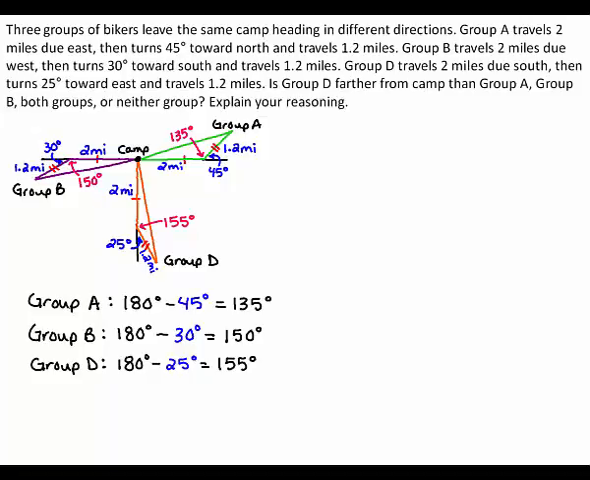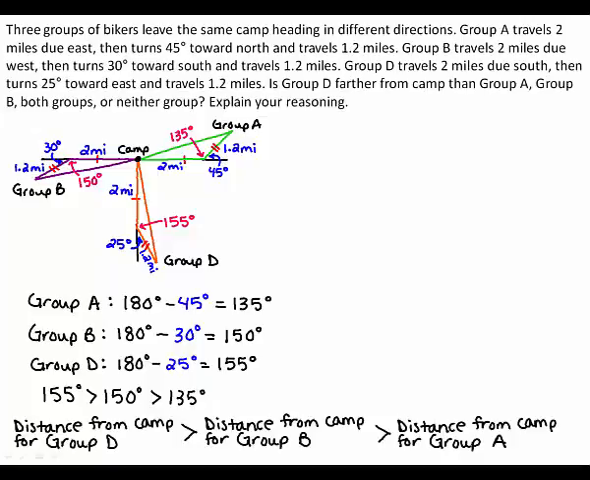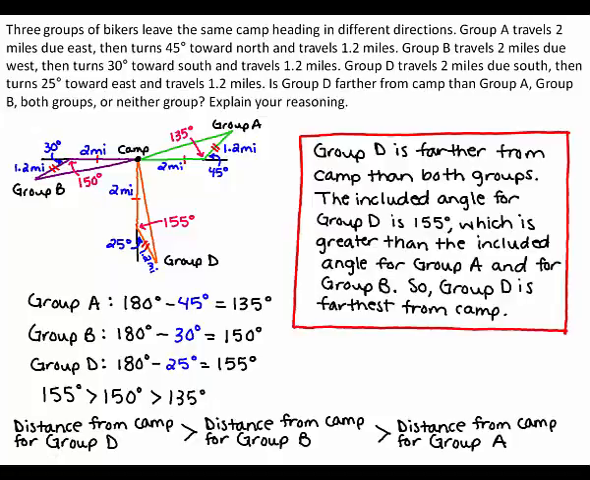Now, as you can see, the included angle for Group D's path is greater than the included angle for Group B's path, which is greater than the included angle for Group A's path. So, because the third side of each triangle represents each group's distance from camp, you can use the hinge theorem to state that the distance from camp for Group D is greater than the distance from camp for Group B, which is greater than the distance from camp for Group A. Therefore, Group D is farther from camp than both groups.